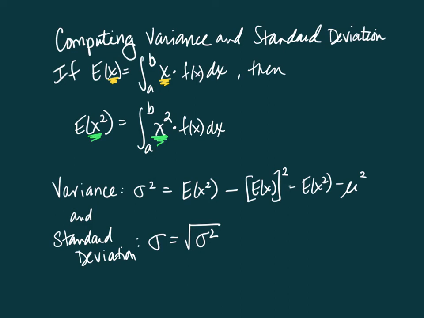Now, we can also use our probability density function to compute a variance and standard deviation for this collection of data. So we know we can compute E of x, which is the mean, otherwise known as mu. Then if we replace x with x squared, that gives us something called E of x squared. Notice only the x out front gets replaced with x squared, not the x in the probability density function.